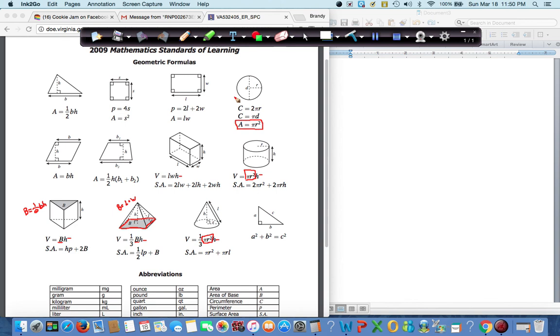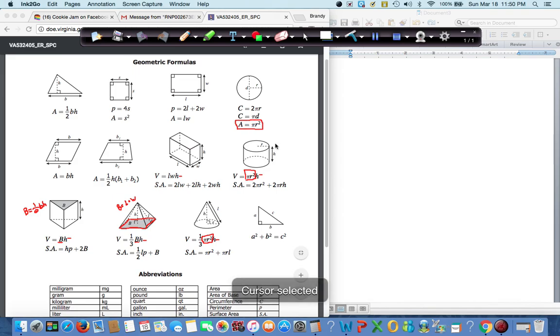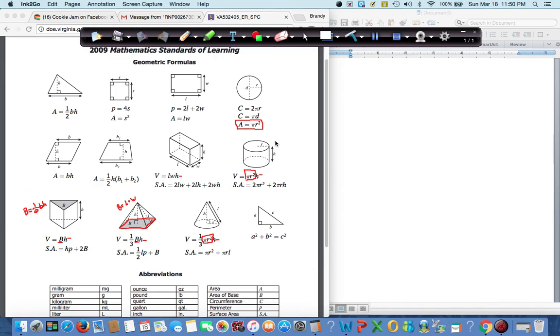So hope you guys watched this last part. I know it didn't have anything to do with the worksheet, but you got to learn how to use your formula sheet because it has a lot of good information on it. So you need to learn how to use it. If you have any questions or anything, raise your hand. Thanks, guys.